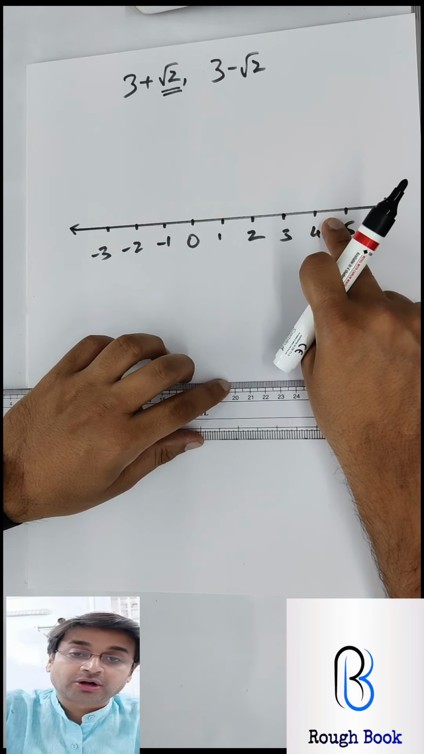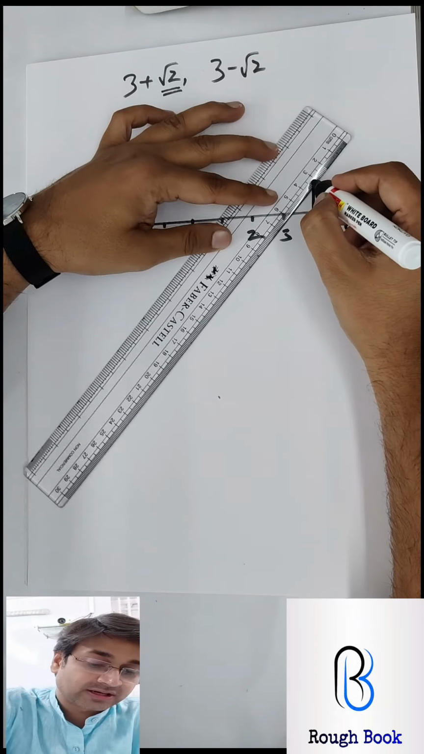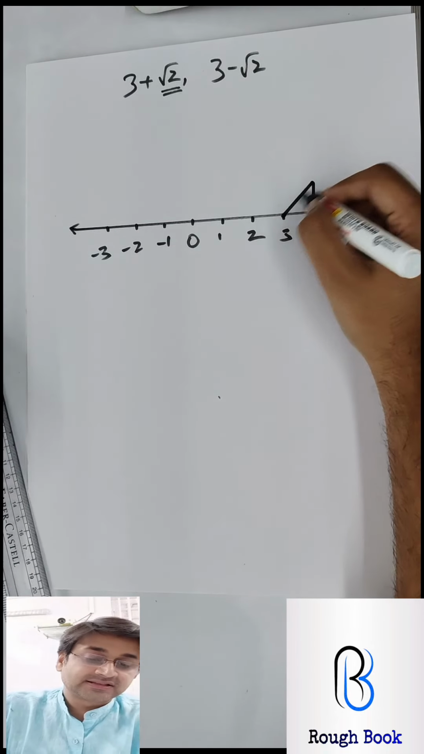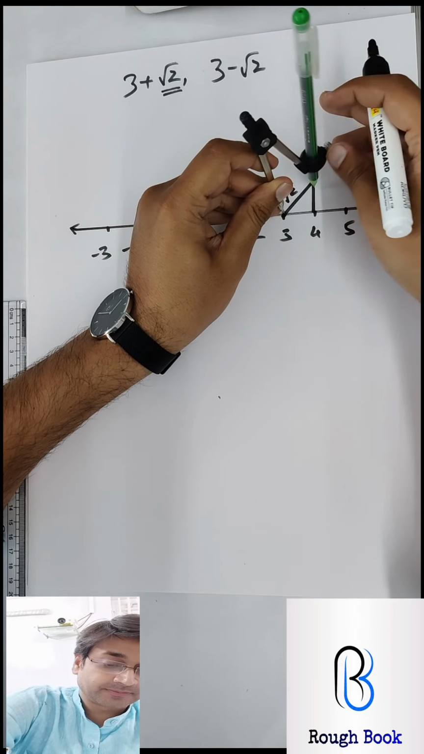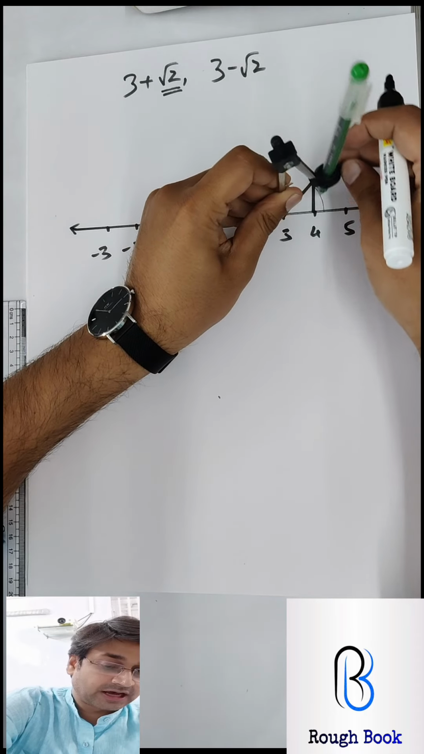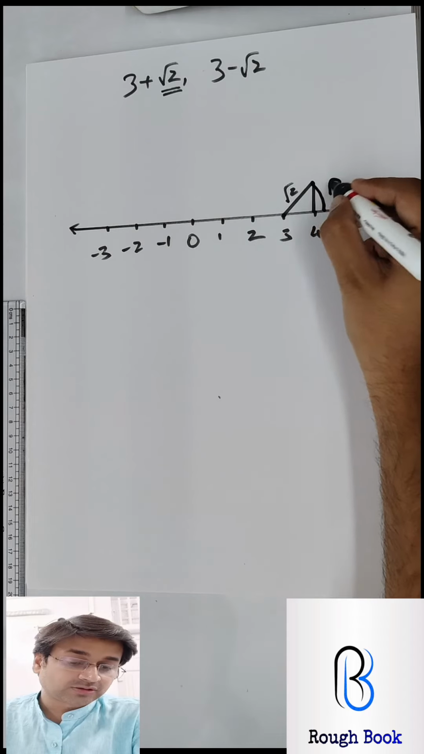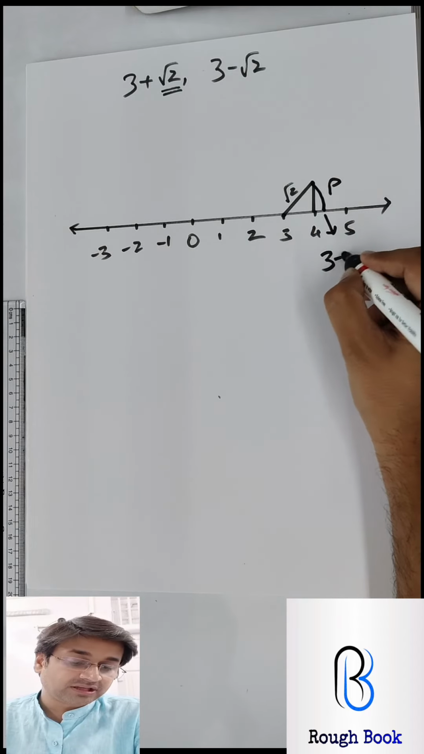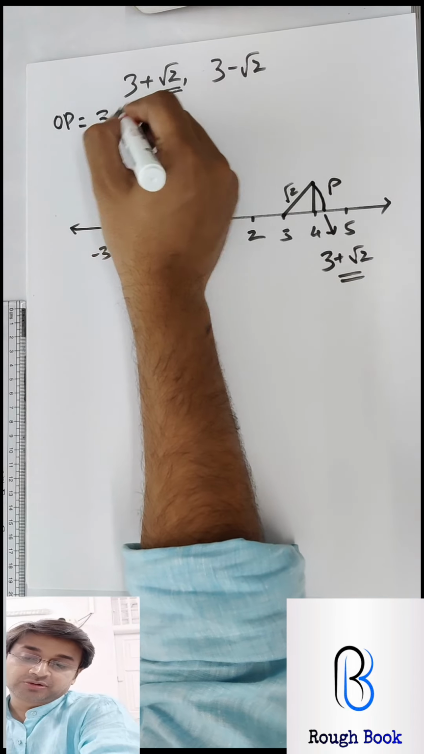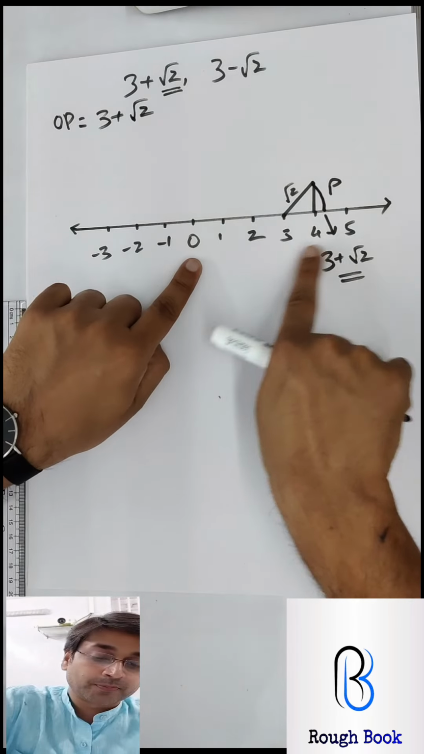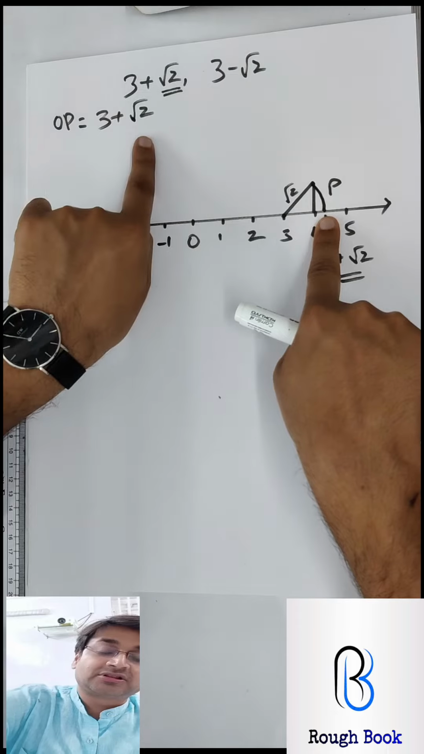So from 3 we want root 2. How to get root 2? You remember 1 by 1. So this is 1, this also is 1. Let's join them. And this is root 2. So when I drop it from here to this point down, it is going to be root 2. Correct? So this point here, let's call P, is actually 3 plus root 2. So you can write over here OP is equal to 3 plus root 2. See, OP. O to 3 is 3 and this is root 2. So OP becomes 3 plus root 2.